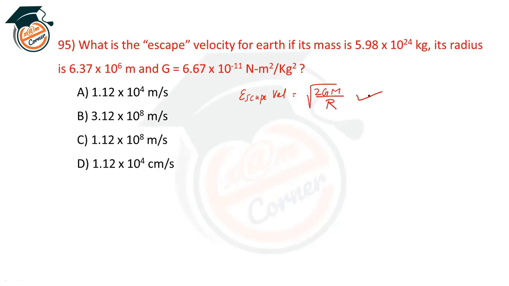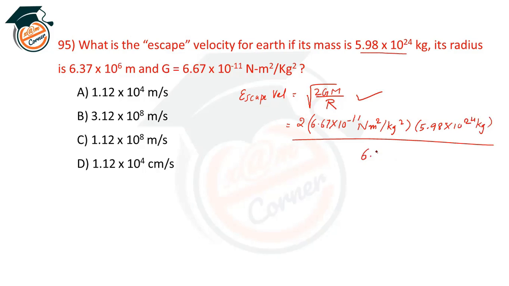This escape velocity formula you have to memorize. Then put the values in the formula. G value is given as 6.67 into 10 to the power minus 11 Newton meter square per kg square. Then M is given as mass, 5.98 into 10 to the power 24 kg, divided by radius. Radius is given as 6.37 into 10 to the power 6 meters. Root over.